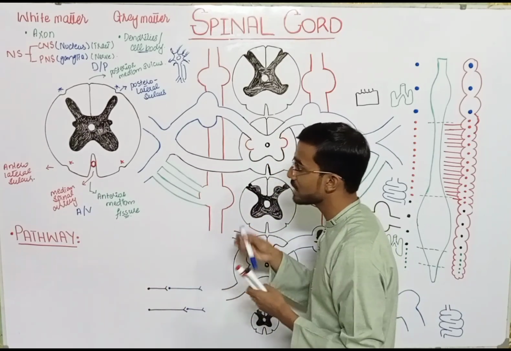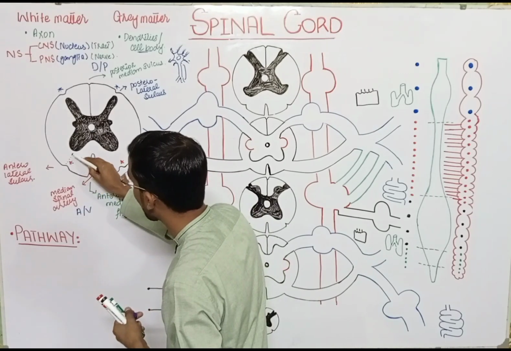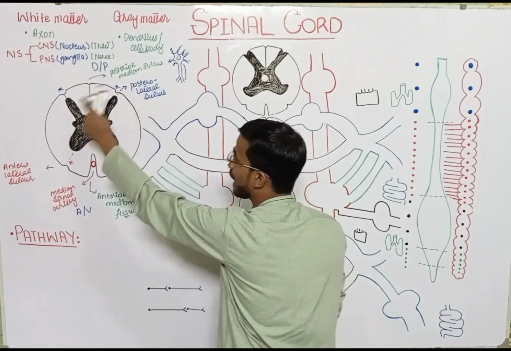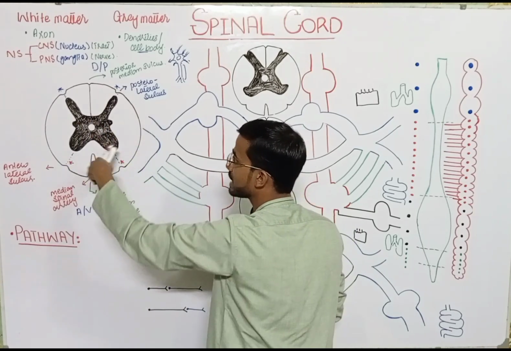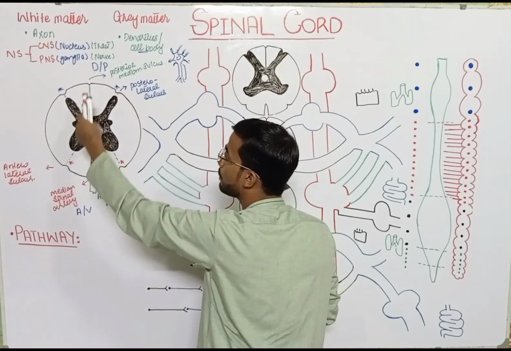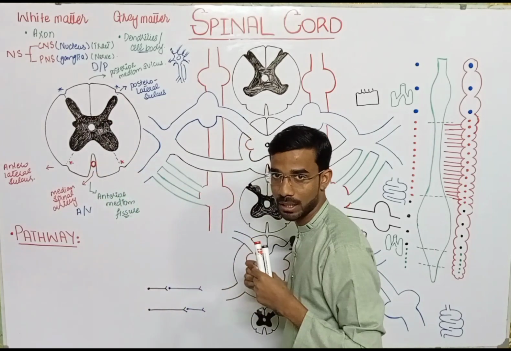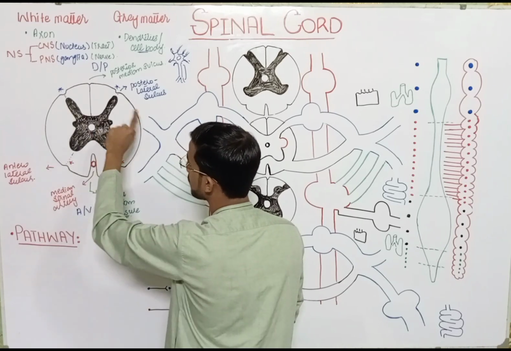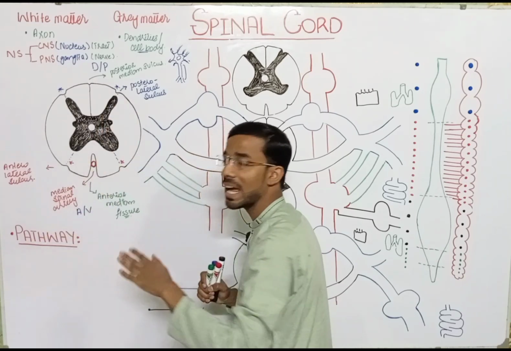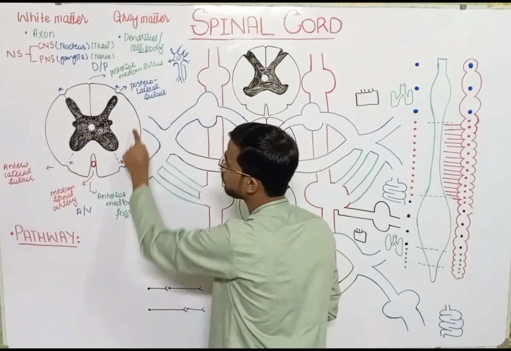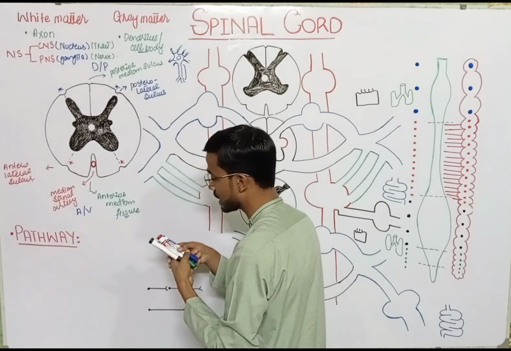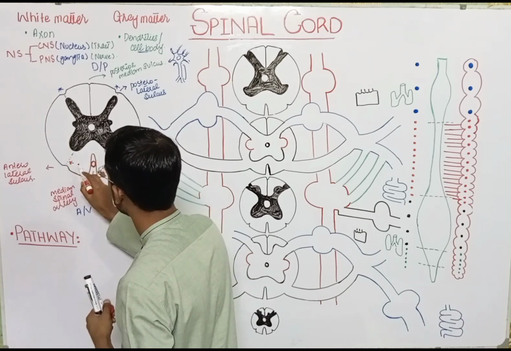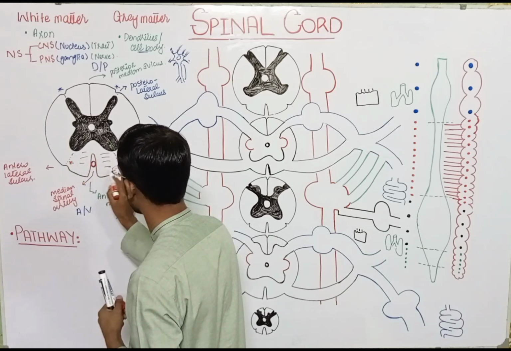Now these sulci basically divide the white matter into different components. At the periphery you see the white matter, and at the center you see the butterfly-shaped gray matter. So these sulci that are present at the corners, posterolateral and anterolateral, divide the white matter into different components. So here you can see, at the front side, this one.